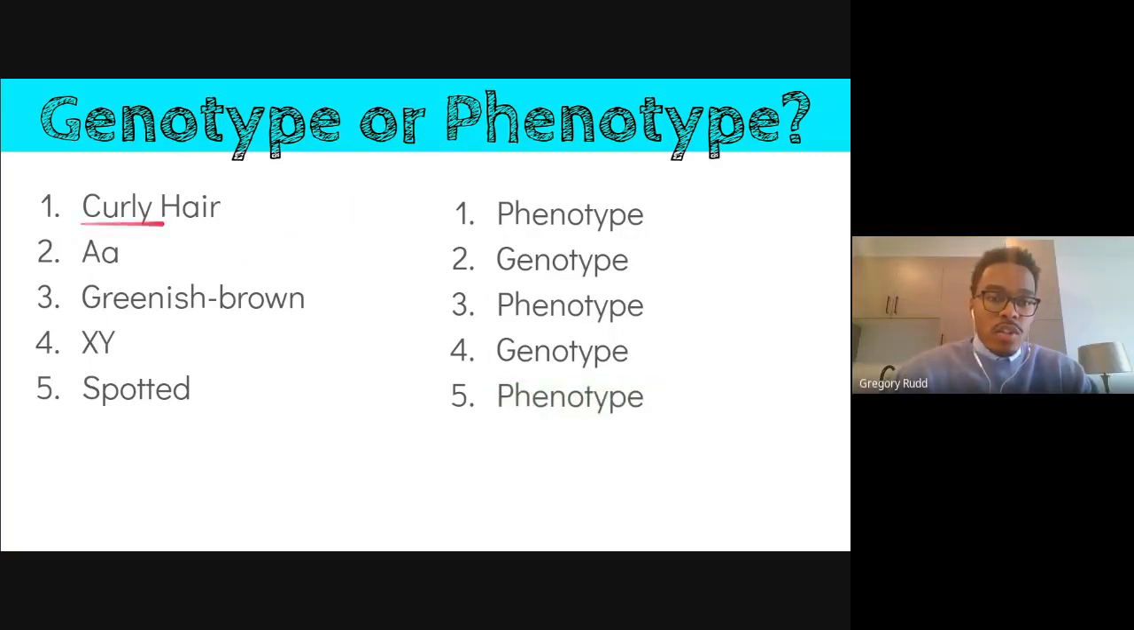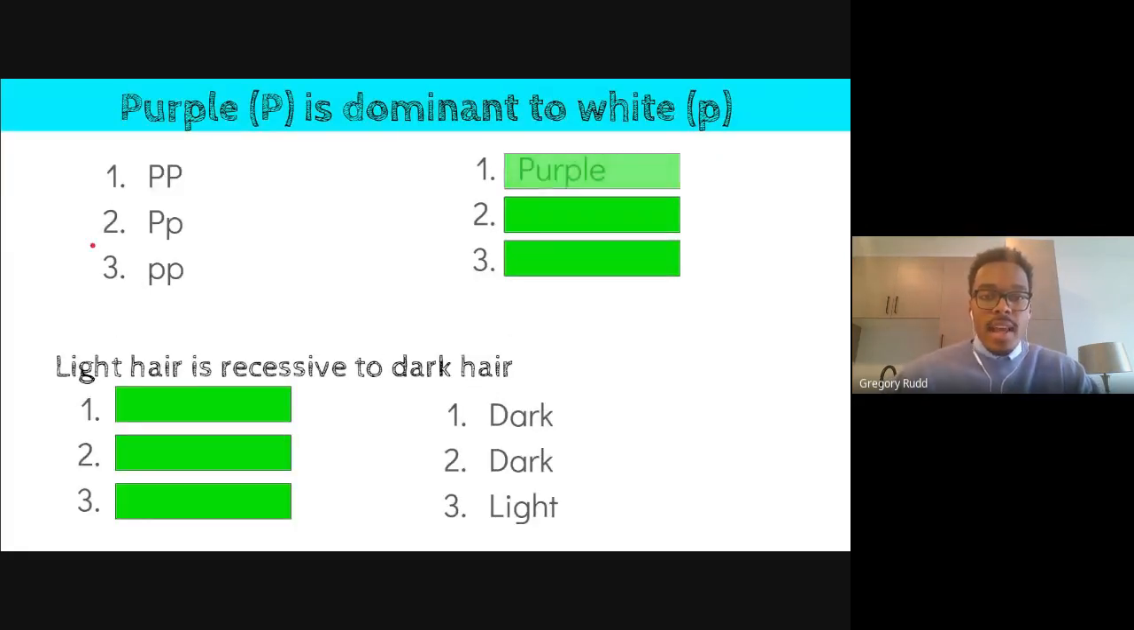So when we have physical descriptions, curly hair, greenish brown, spotted, that's a phenotypic description. Physical phenotype. When we have these genetic alleles that talk about what each gene is representing, we've got a genotypic description. All right, last slide, I think. So if I have two capital letters, what kind of genotype is that? Homozygous dominant, homozygous recessive, or heterozygous? Two capital letters, is that HD, HR, or HE?